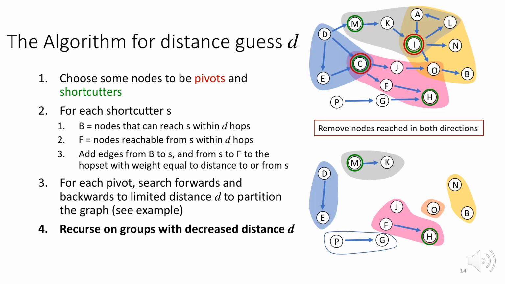Now we remove nodes reached in both directions. C reaches itself, I reaches itself, L and A, and so those 4 nodes are removed. Finally, we recurse on each group with a decreased distance. I'll talk more about the decreasing distance later. For now, that's the whole algorithm for this distance guess, and then we would repeat the whole algorithm for each possible distance guess. Next I'll be getting into the analysis.